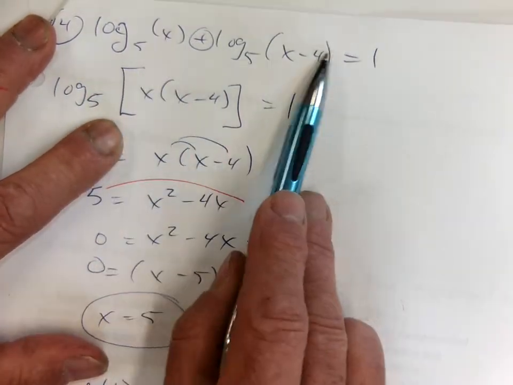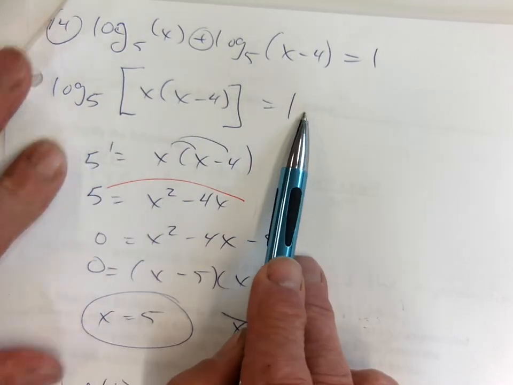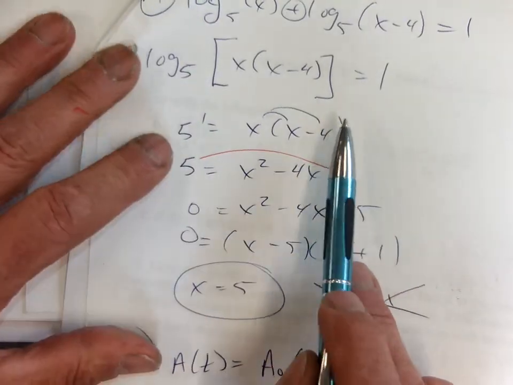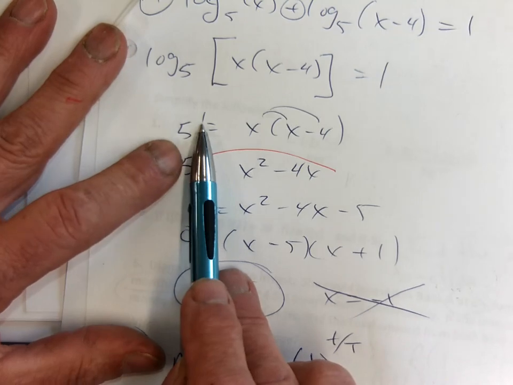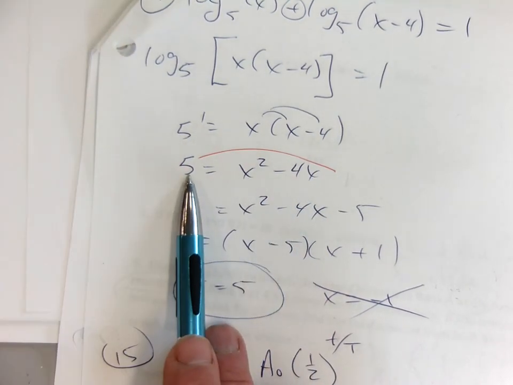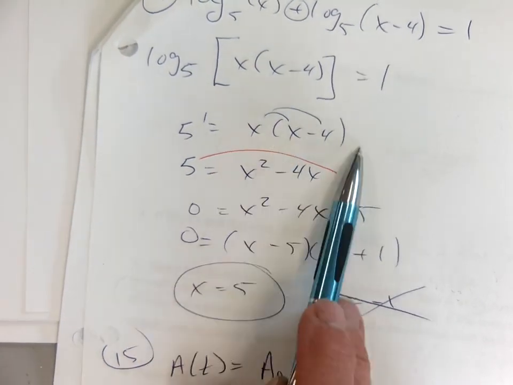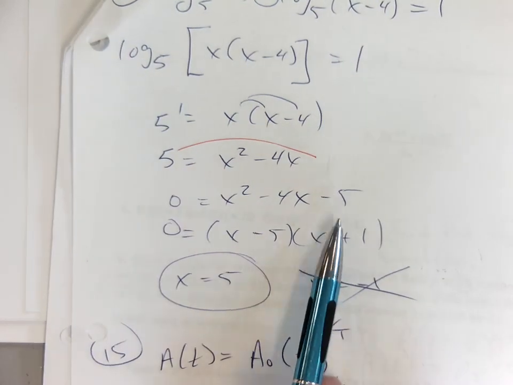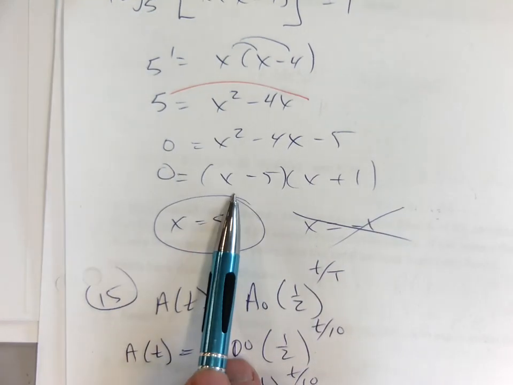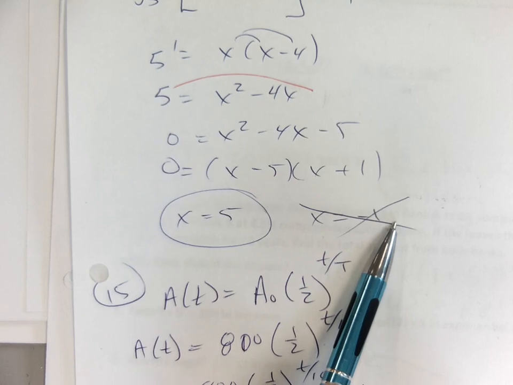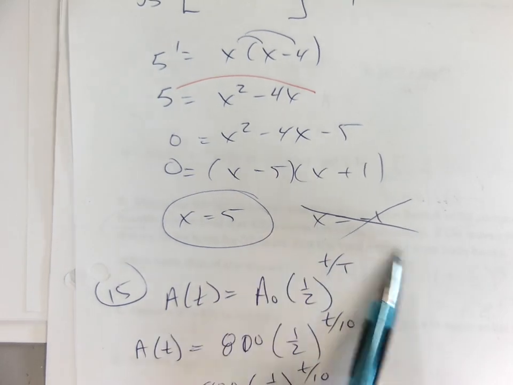And then 14, I brought these two together because of the plus and made it log base 5 of x times x minus 4 equals 1. And then I changed it to exponential form, 5 to the 1 equals what's inside, x squared minus 4x, because I distributed. I know I'm going to have to factor, x squared minus 4x minus 5, factor into negative 5, positive 1. I got to throw out the negative 1, because x is 5, negative 1, but not negative 1.